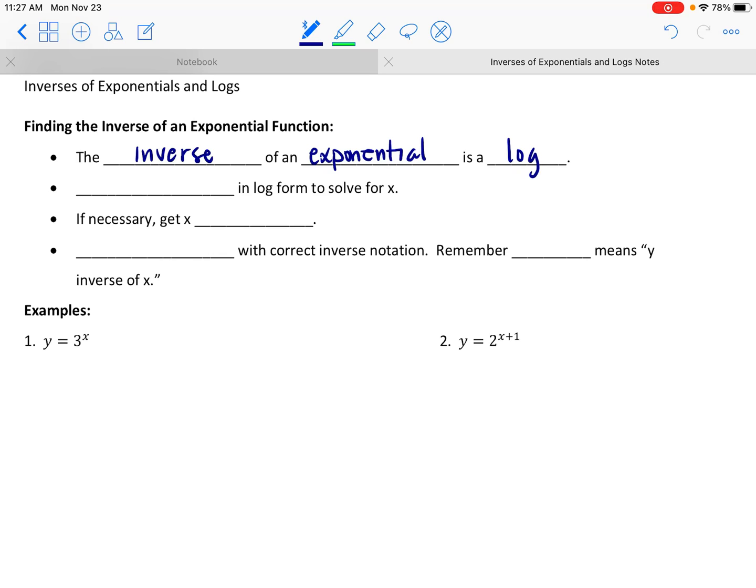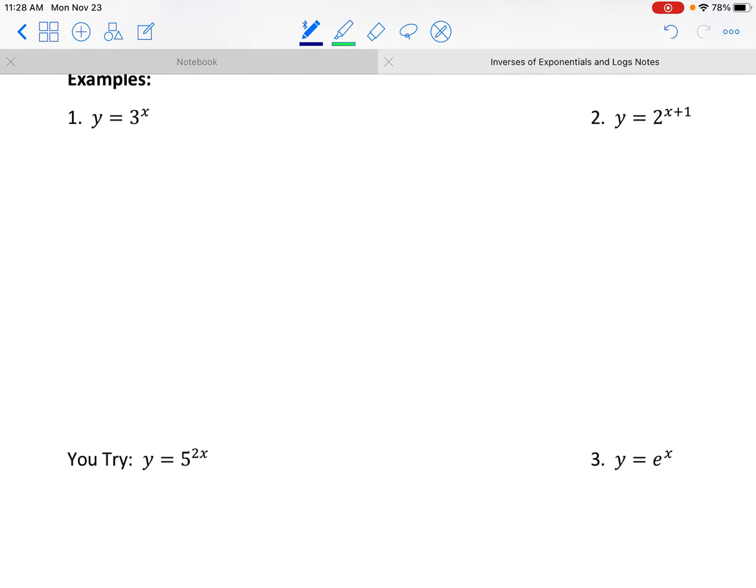So if I want to find the inverse of an exponential function, I'm going to rewrite it in log form. And then if necessary, I may have to do a little bit of solving to get x all by itself. And then it should be that those x's and y's are switched. So we want to make sure that we write with correct inverse notation. Remember y with the little negative 1 here, that's y inverse of x. That's our correct notation.